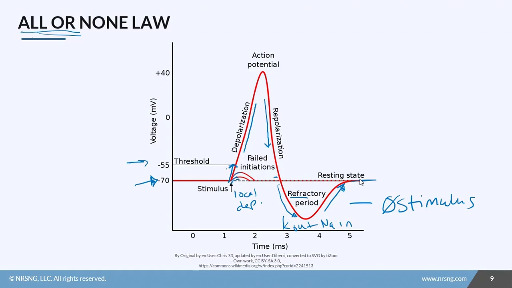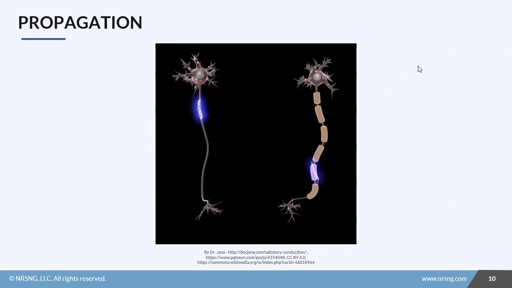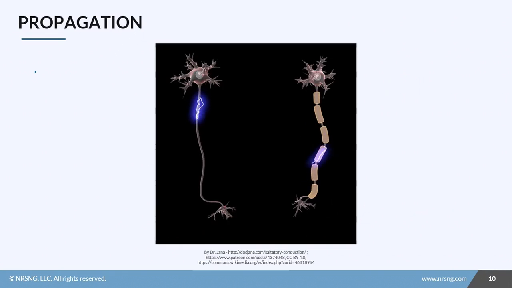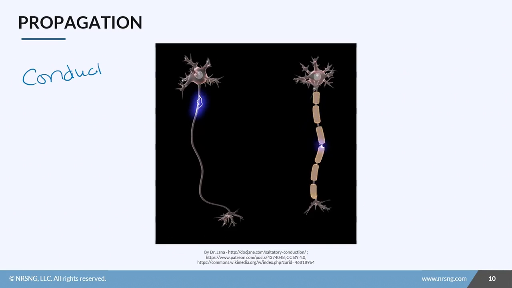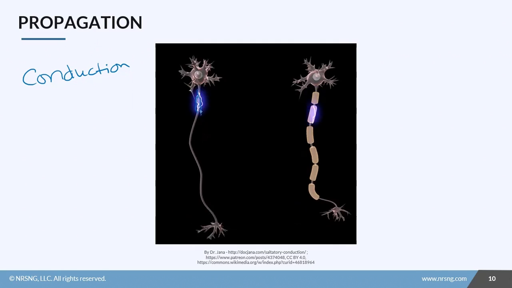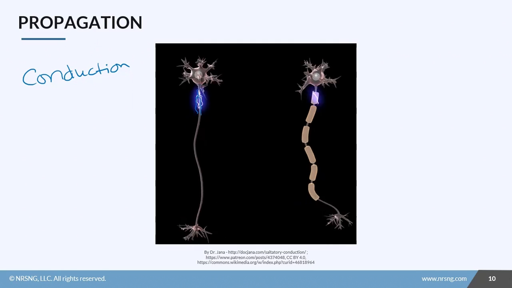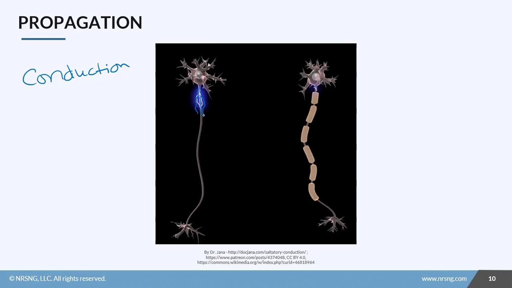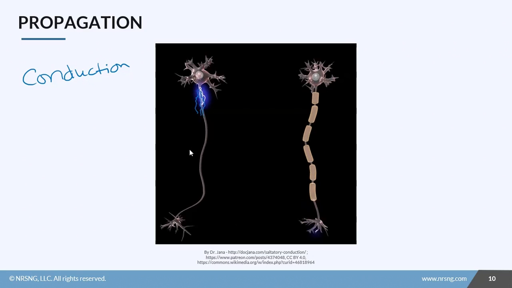Now, this is just a picture of what's happening at one point at a time on the axon. But in order to send a signal, we actually have to see this process continue and repeat itself down the length of the axon. That process is called propagation or conduction. So the action potential moves like a wave down the length of the axon. Now you can see this neuron on the left. It kind of just sends like a wave, kind of like the wave at a baseball game.